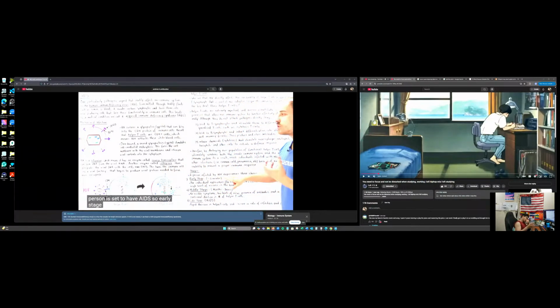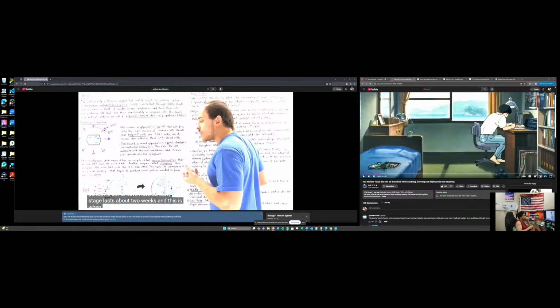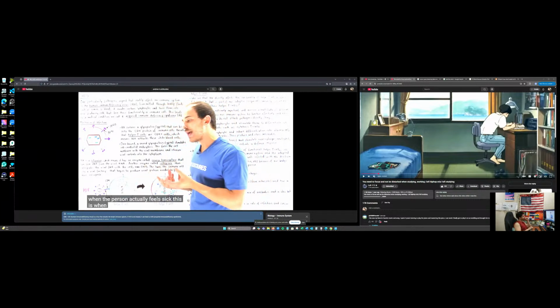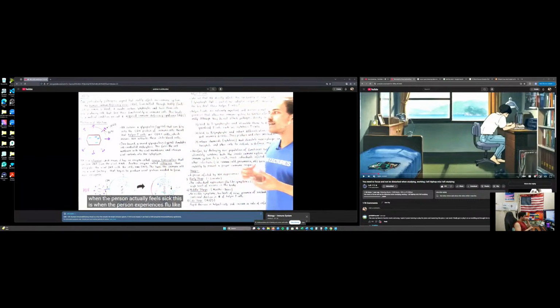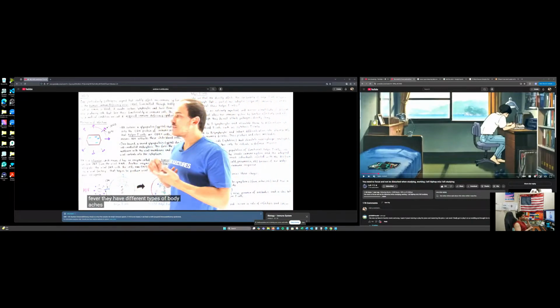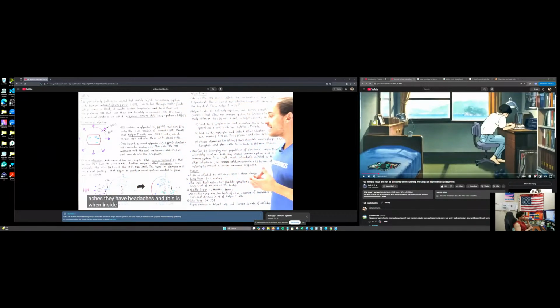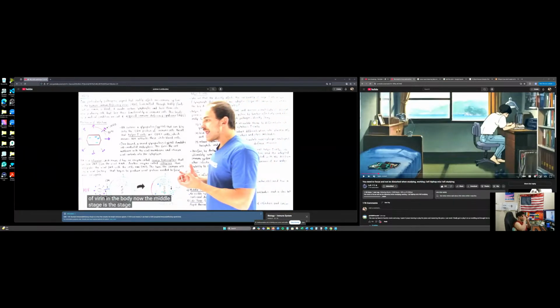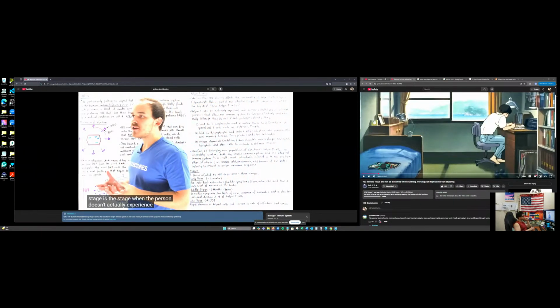So the early stage lasts about 2 weeks, and this is when the person actually feels sick. This is when the person experiences flu-like symptoms. For example, they have a high fever, different types of body aches, headaches, and this is when inside the blood there's a high level of these viral agents, the HIV agents. So basically the individual experiences flu-like symptoms, fever, aches, and so forth, and has a high level of virulence in the body.